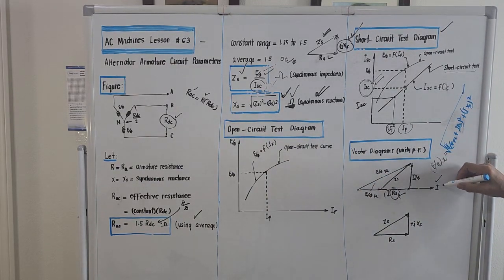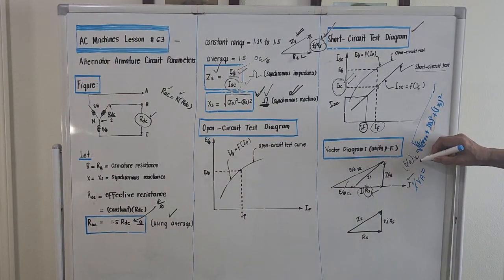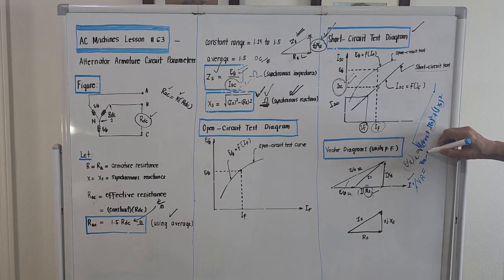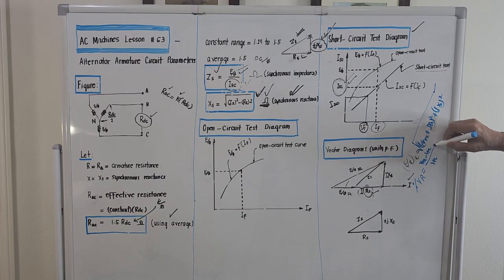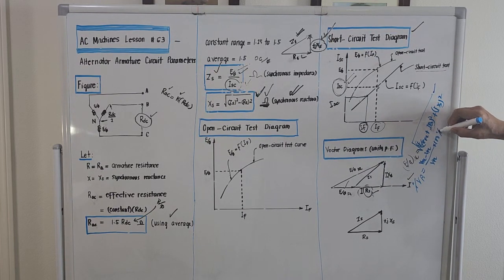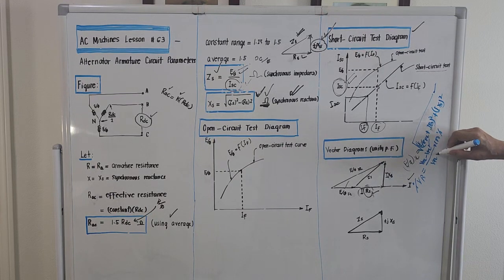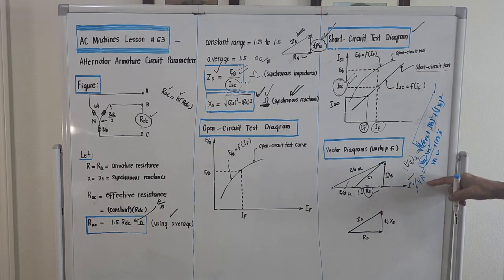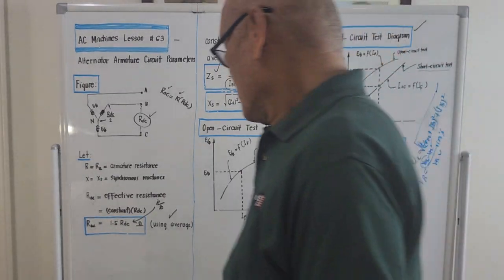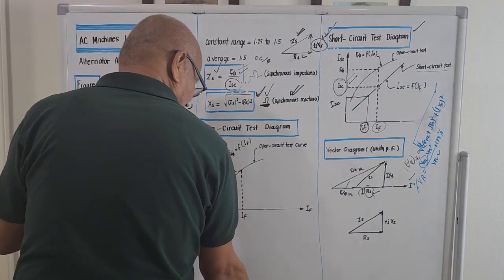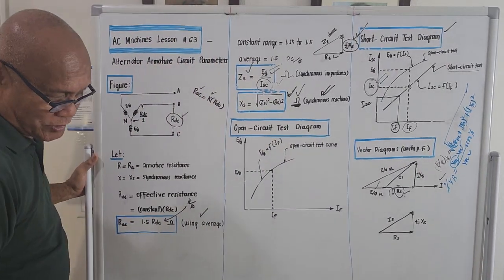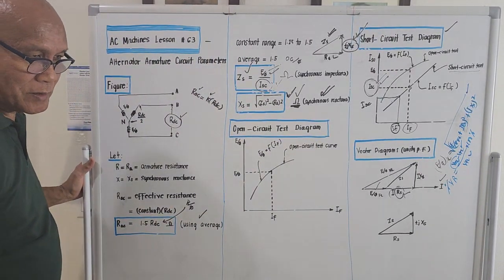So if we try to compute for the percent voltage regulation, that will be an easy one now. It should be the voltage at no load minus the voltage at full load, over the voltage at full load, times 100%. This is given, we computed for this, so we could compute for the percent voltage regulation. That's how we determine the percent voltage regulation by using the parameters of an alternator.